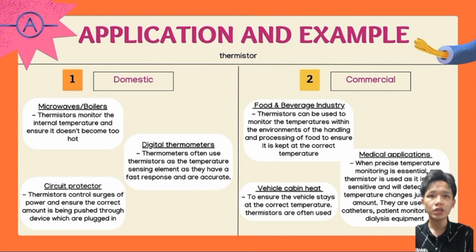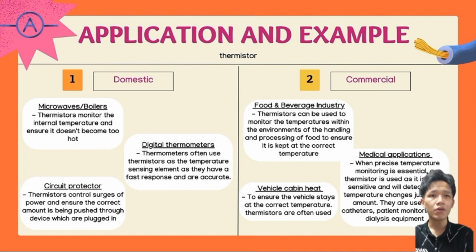Then the next is digital thermometers. Thermometers often use thermistor as the temperature sensing element as they have a fast response and are accurate. Then the circuit protector. Thermistor controls surges of power and ensures the correct amount is being pushed through devices which are plugged in. Then the next is commercial.